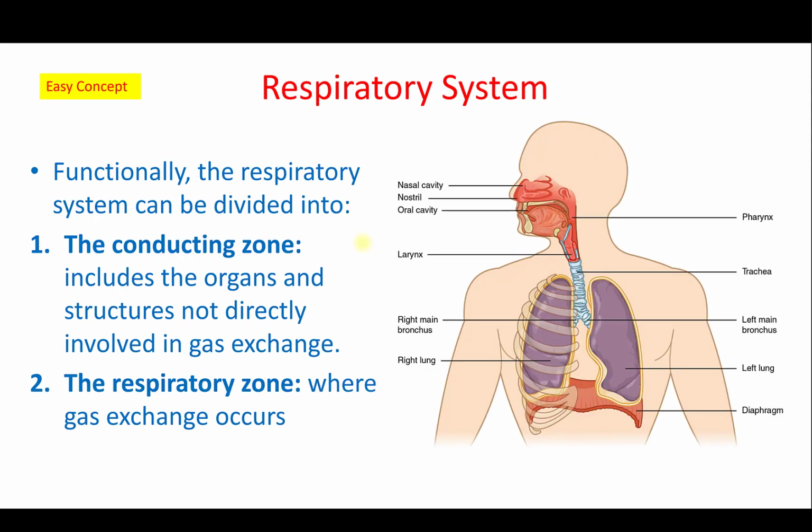Now we can divide this system into two areas. The first one is the conducting zone, and here you can describe it as the pathway for air through the system, starting from the mouth all the way to inside the lung. So all of this is a conducting zone. Then there is the respiratory zone, which is here inside the lung. We'll talk about it. This is where the gas exchange happens. This is where we take oxygen in and send CO2 out.